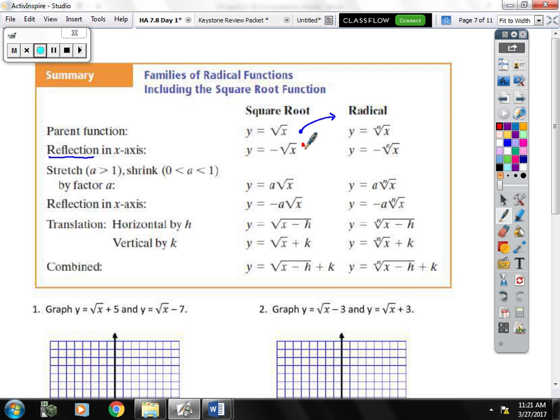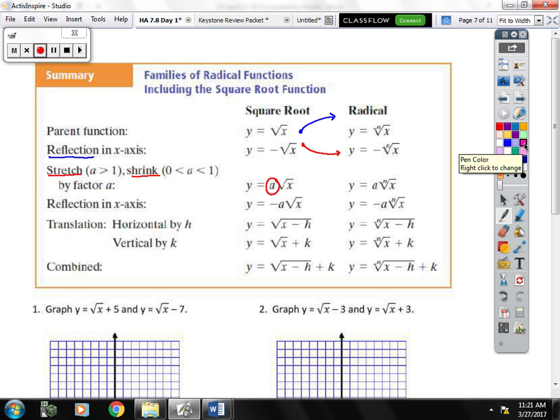then reflect downward. Now the a variable in the front tells us if it's a stretch, which is if a is bigger than 1, so 2, 3, 4, 2.5, or it's a shrink, if a is between 0 and 1.